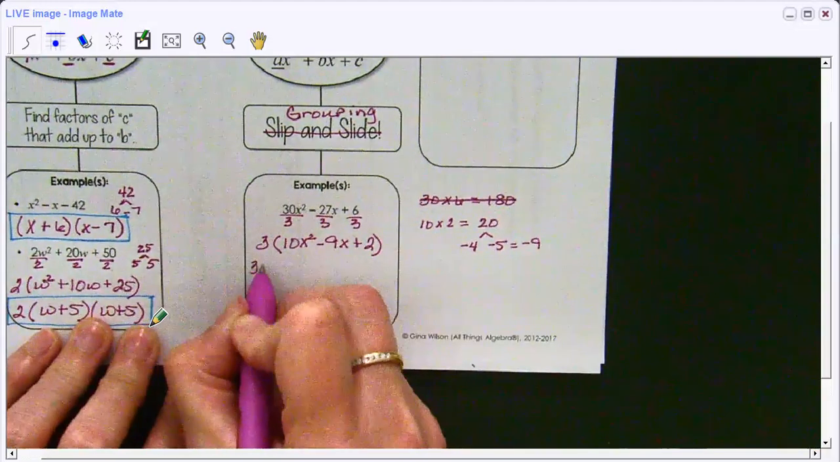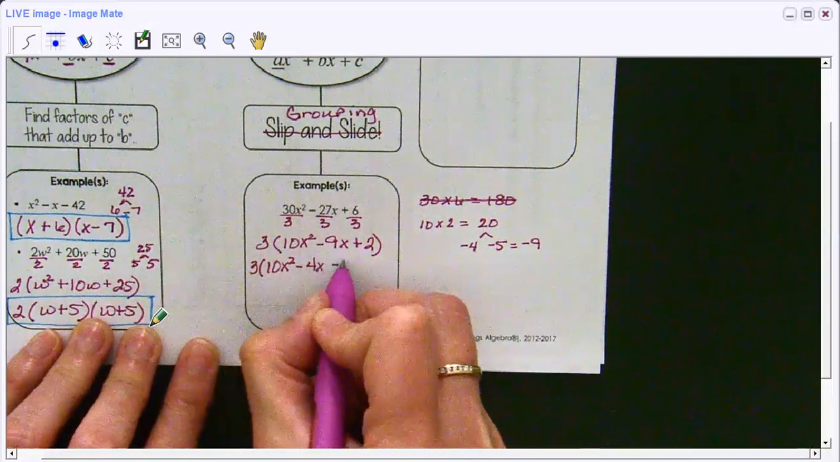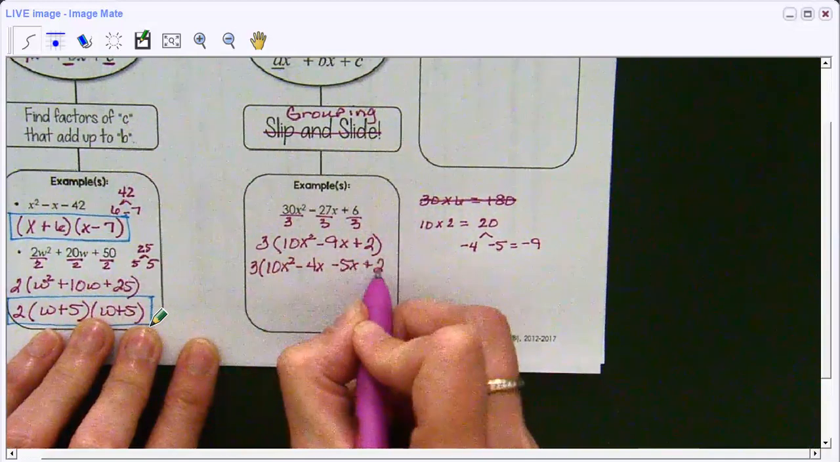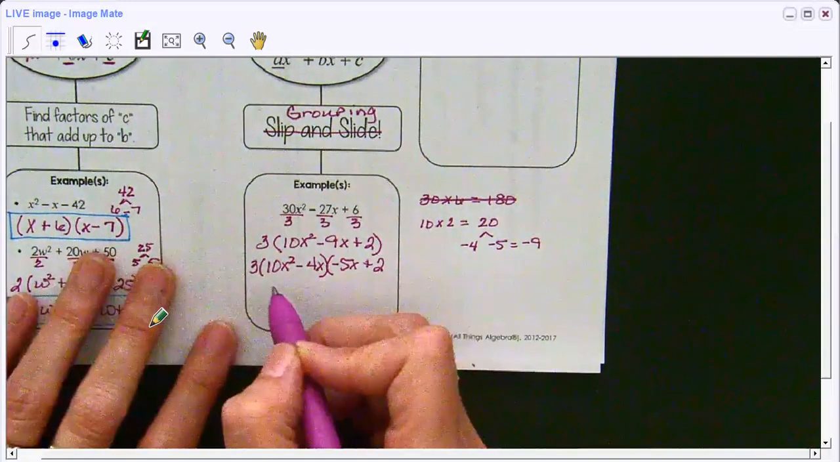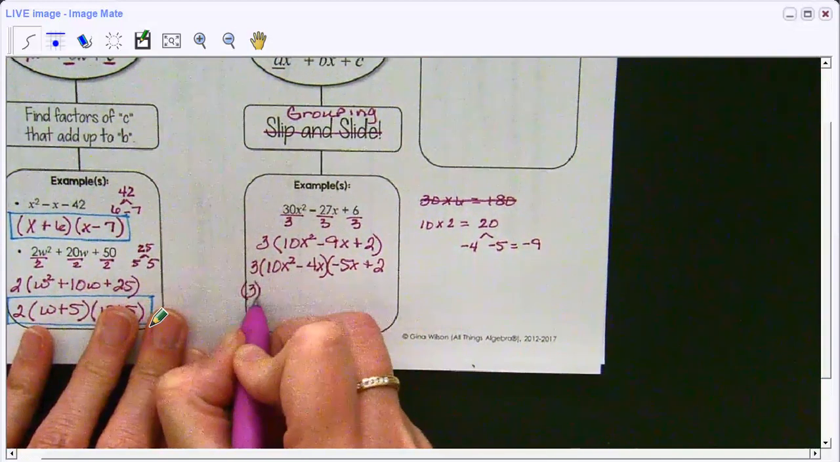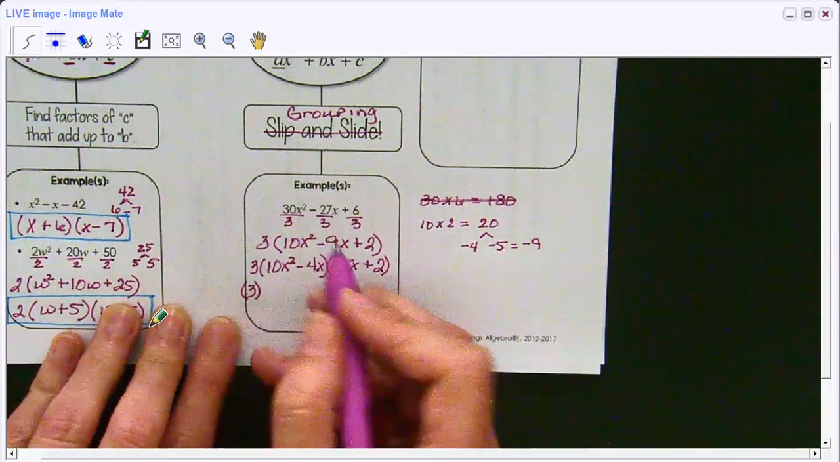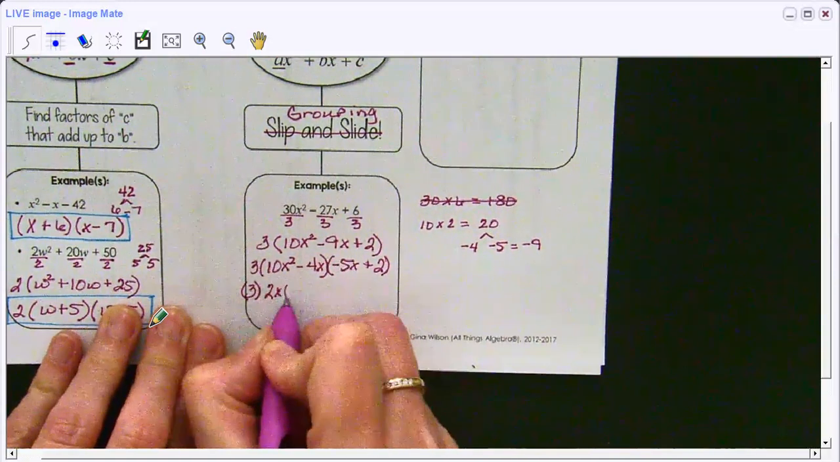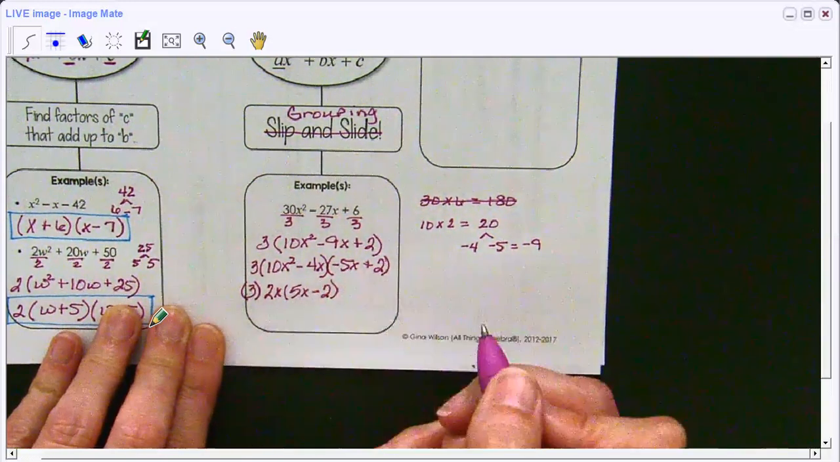So we still have 3 on the outside. We have 10x squared minus 4x minus 5x plus 2. And we're going to group these. We're going to solve it, but we're solving by grouping because A is greater than 1. So now I still have to have this 3. So I'm going to put 3 out here in parentheses, and now I have to factor each binomial. So the greatest common factor here is 2x. The greatest common factor here is negative 1.